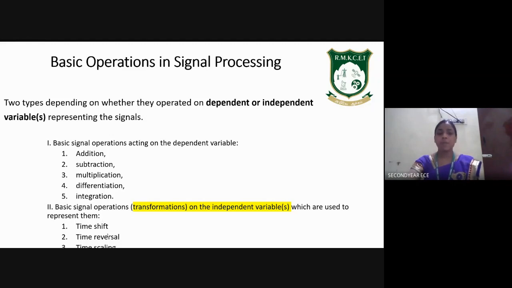So example for time shift is like this. And next one, time reversal. Where do we see time reversal?